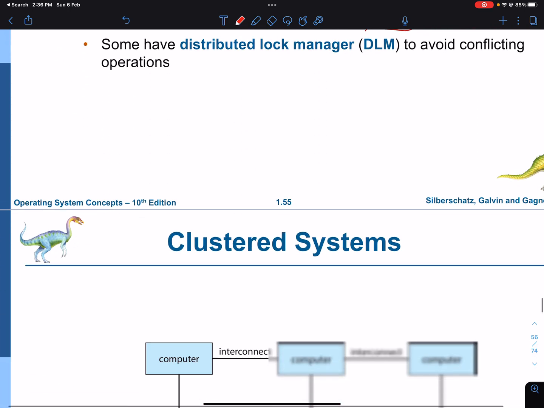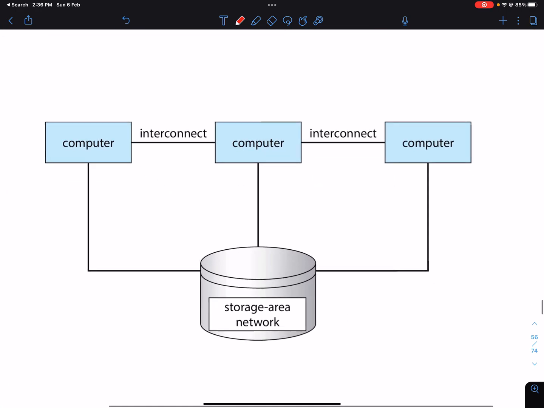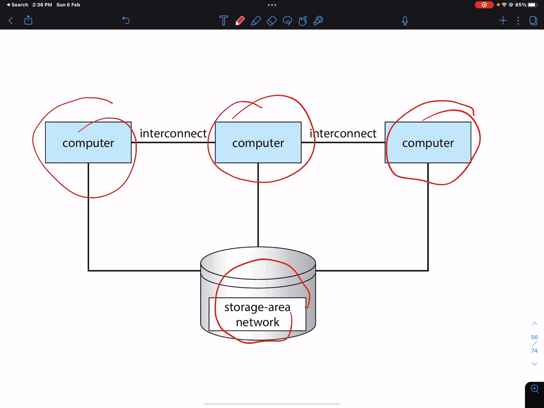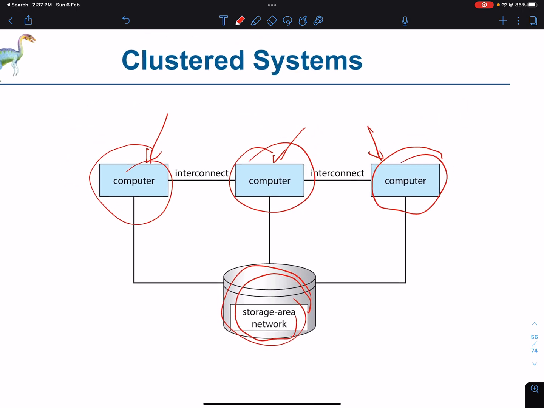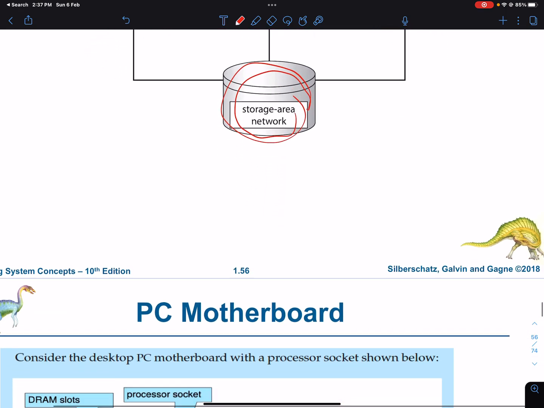Let me show it to you. Here it is. Look at that. Here is the storage area network. You have here one computer. They can talk to each other, and all of them are accessing the exact same storage area. Those computers, as I mentioned in the last slide, don't have to be uniform. They don't have to be symmetric. They could be asymmetric. Okay, so those are the clustered systems.